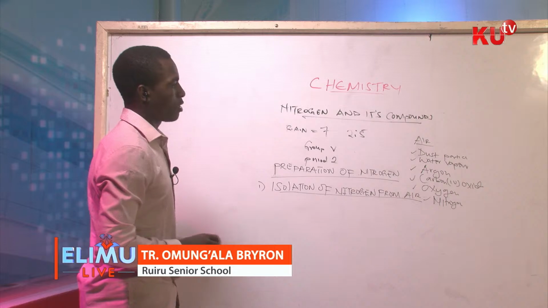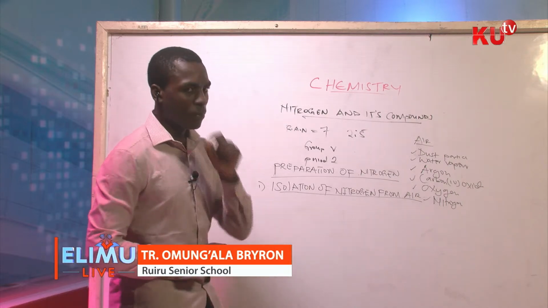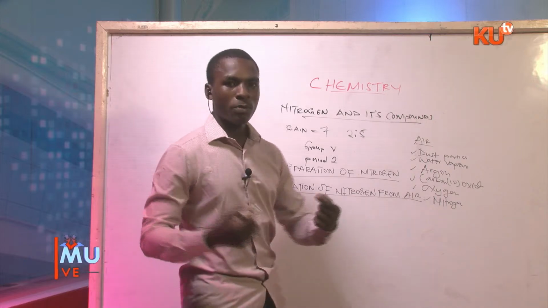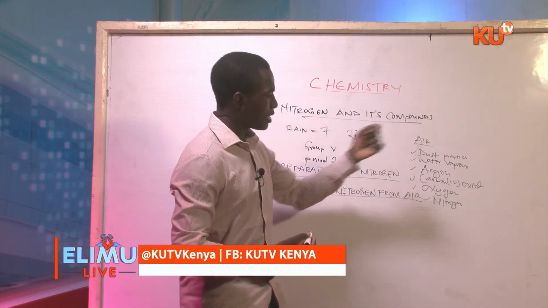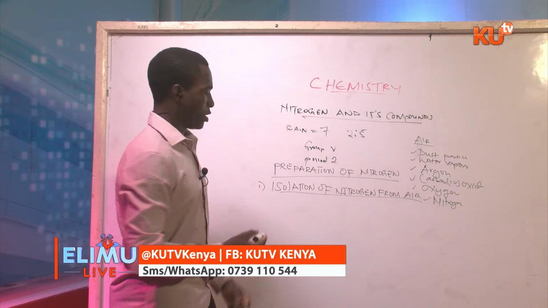So let's talk about fractional distillation of liquefied air. Under fractional distillation of liquefied air, keep in mind that our main point of focus is to obtain nitrogen. Now, we have to eliminate the dust particles, water vapor, and carbon dioxide. How do we do that?